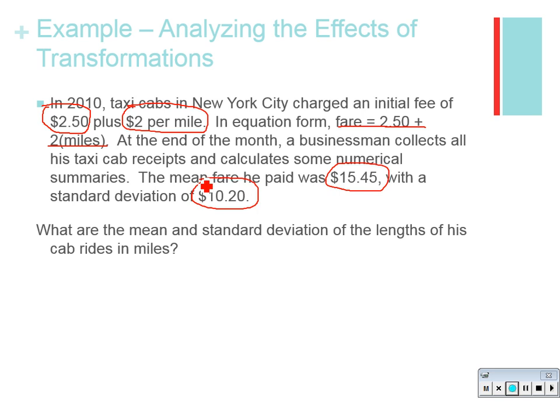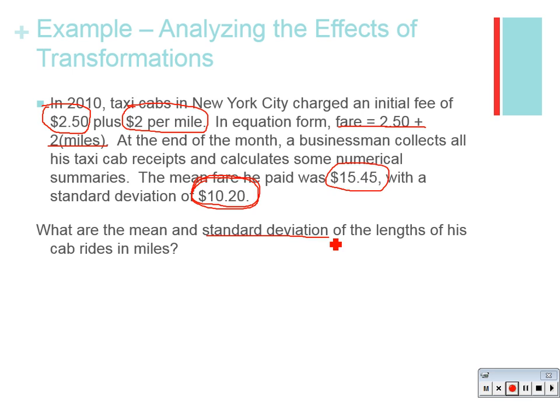So keep in mind that his average was $15.45, but he didn't pay $15.45 each time. Sometimes he paid more than $15.45, sometimes he paid less than $15.45. So this $10.20 kind of measures his variability. So the question says, what are the mean and standard deviation of the lengths of his cab rides in miles? So what was his average distance that he took in each of his cab rides, and what was the variability, what was the standard deviation in miles of those same cab rides.